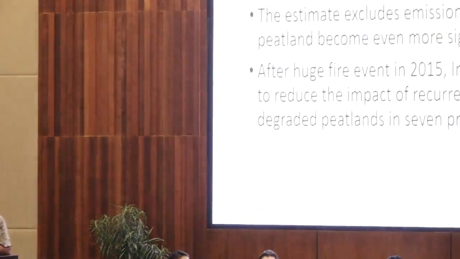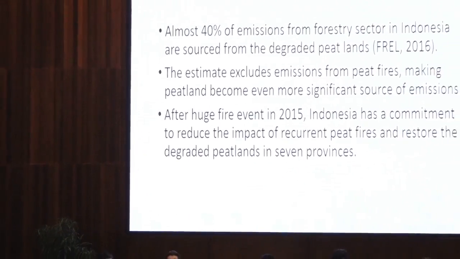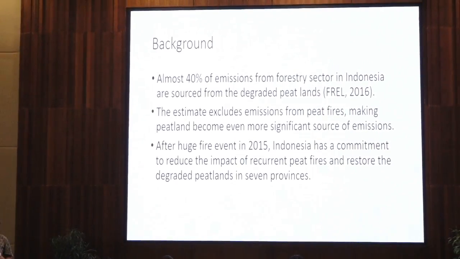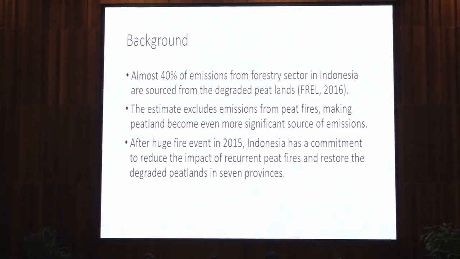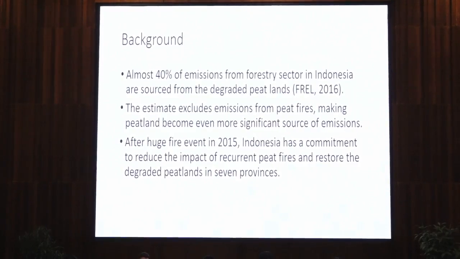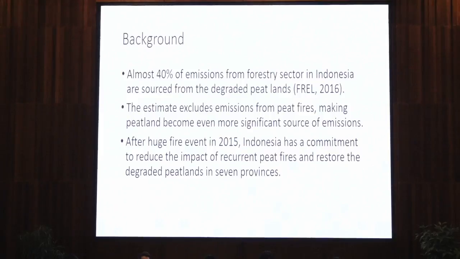In Indonesia, the Ministry of Environment and Forestry already developed a forest reference emission level, which is designed specifically for REDD+ activities. These documents include deforestation, forest degradation, and also peatlands. Almost 40% of total emissions calculated from the FRL is coming from degraded peatlands. So peatland is really important. And this estimation excludes peat fires.